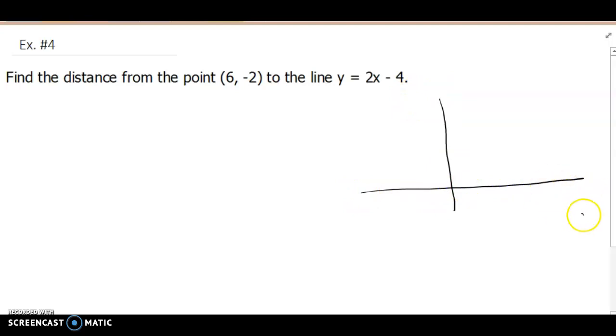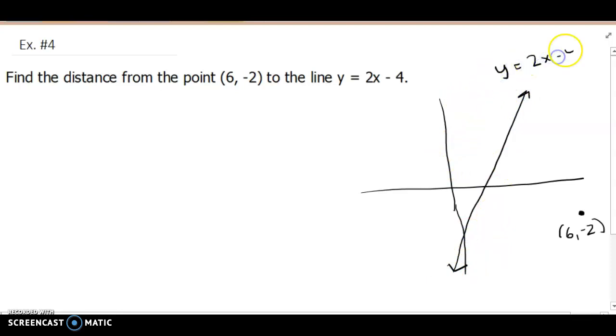Okay, so the point (6, -2) is right here. And the line y equals 2x minus 4 would cross at -4 down here. So it'd be something like this. I don't know, guys, this is way not perfect, but that's okay. y equals 2x minus 4.